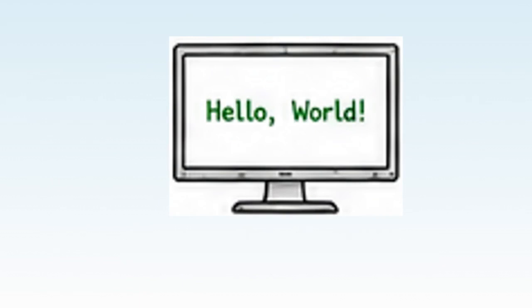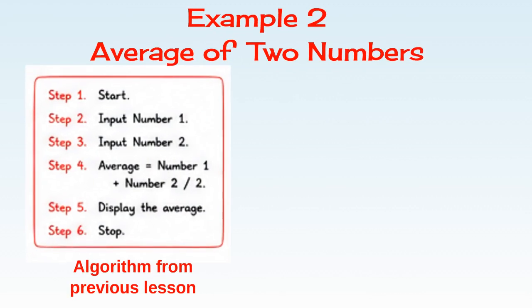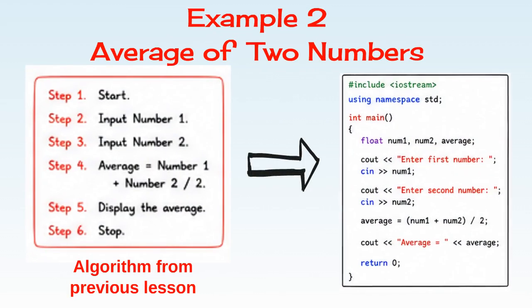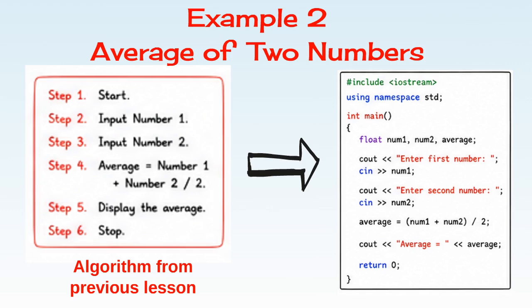Printing text is useful, but programming becomes much more interesting when users can enter their own data. To build a slightly more complex program based on the pseudocode from a previous lesson. The objective here is to engineer a program that requests two distinct numbers from the user, calculates their mathematical average, and outputs the result.